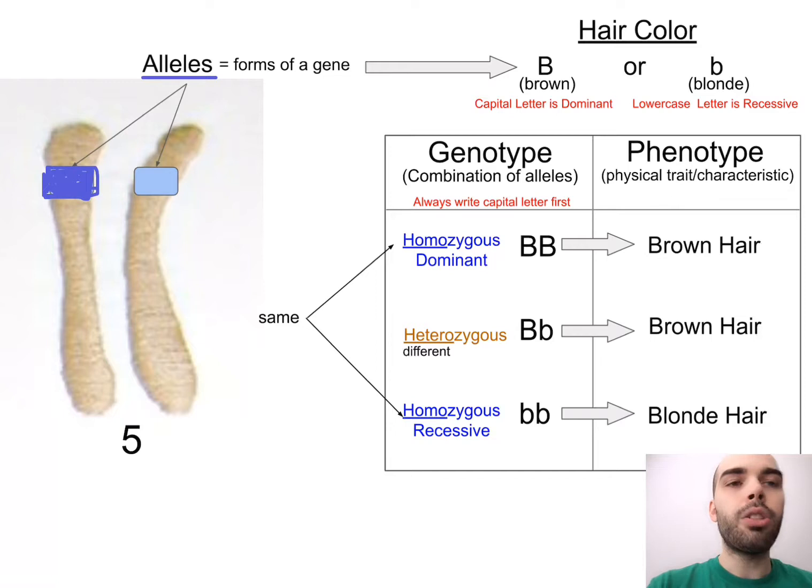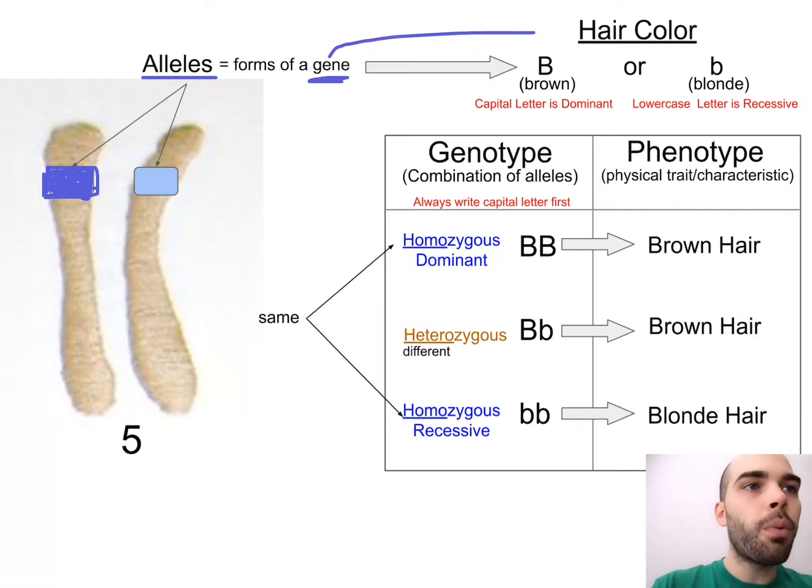So an allele is just a certain form of a gene. So you can have a gene that codes for hair color, for example. And there's different types of hair color, right? So you have brown hair, you have blonde hair, you even have red hair. I'm not considering that one here. For now, I'm just considering brown and blonde.